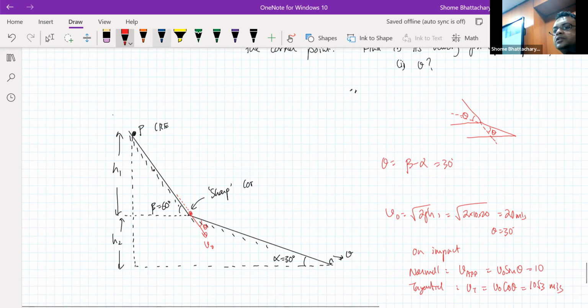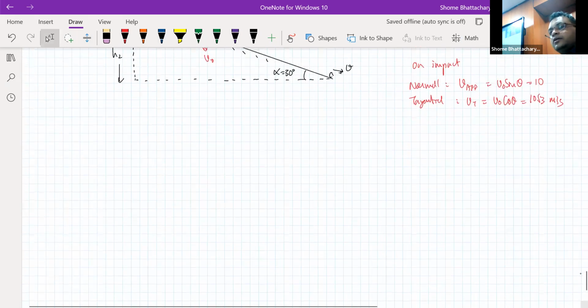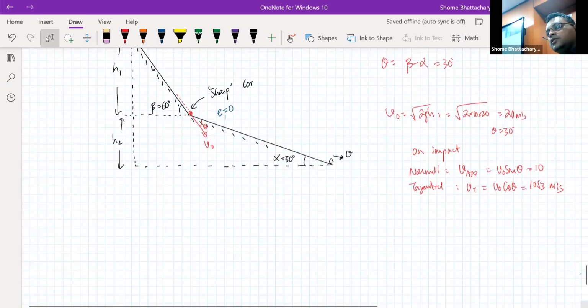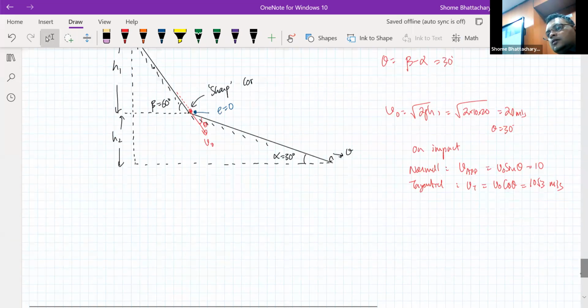Now the collision is perfectly inelastic, so e is equal to 0. So what should happen is that the particle should literally stick to the surface. It should not bounce. So after impact, how will the velocity look? Just after impact, the velocity becomes like this, tangential to this surface, along this surface. The normal direction, this is the tangential direction.